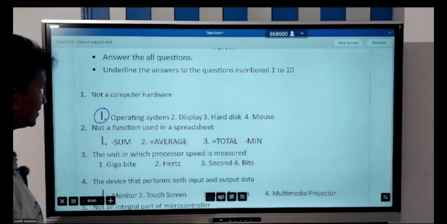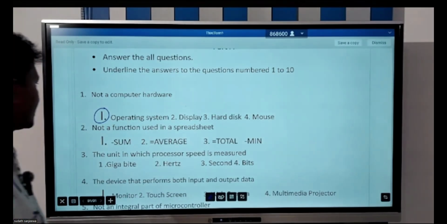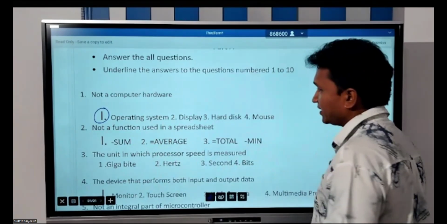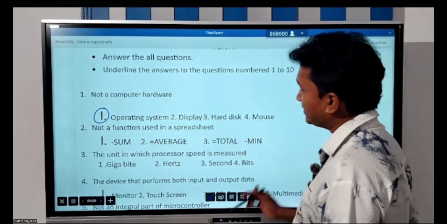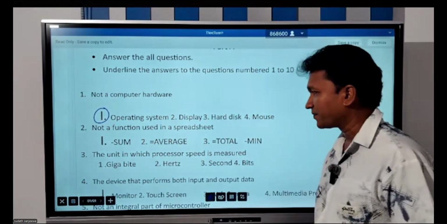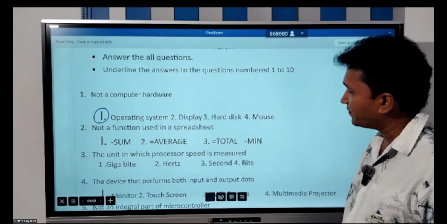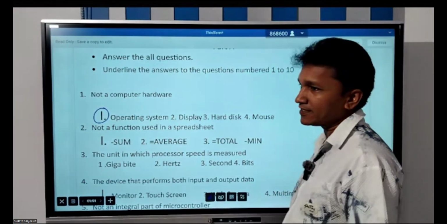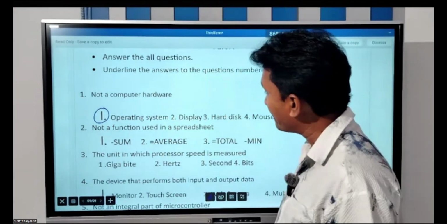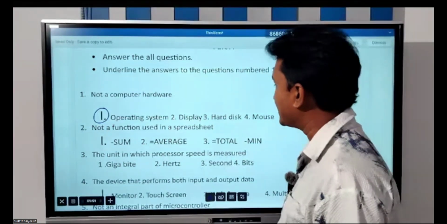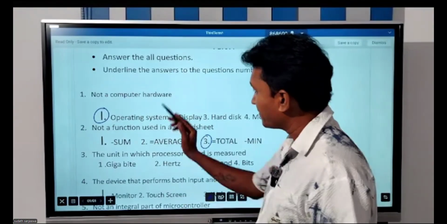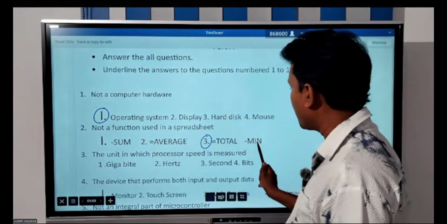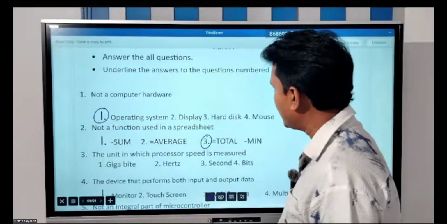Which is not a function used in a spreadsheet? We know in a spreadsheet we use functions. Total is not a function. Sum is a function, average is a function, mean is a function, but total is not a function.